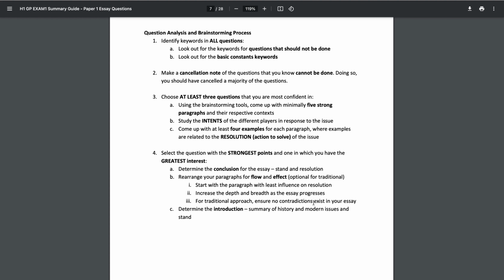Choose at least 3 questions that you're most confident in, and using the brainstorming tool I'm going to go through in a moment, come up with minimally 5 strong paragraphs. So these include your content, your intent, and your example. Remember your example should be large scale, wide ranging, right? So at least 4 examples per paragraph, 2 examples for context, 2 examples to use in your paragraph. Not saying that you need to use all 4, but you have to have at least these 4 to ensure that you have a strong paragraph.